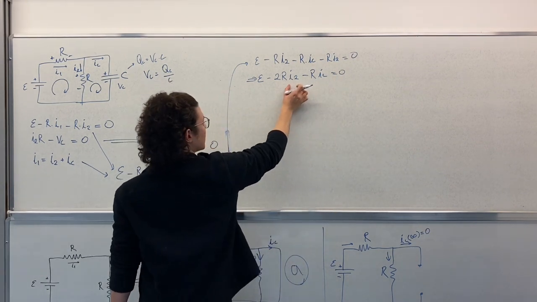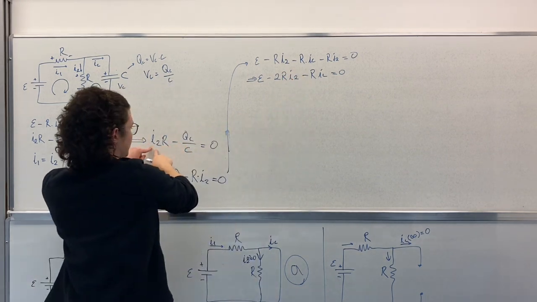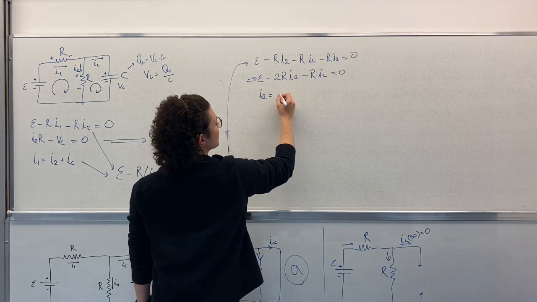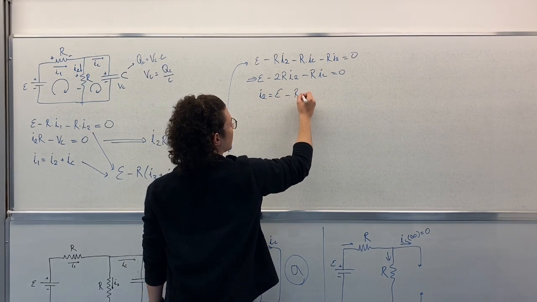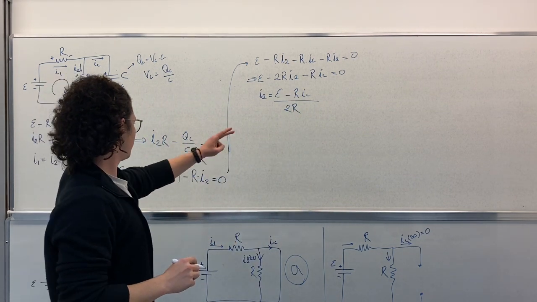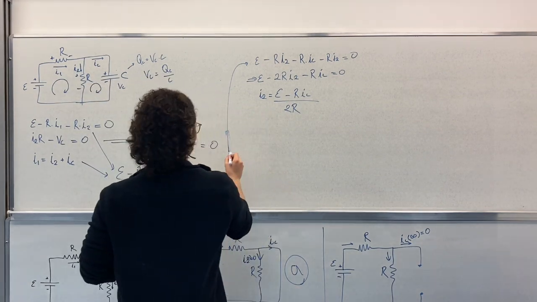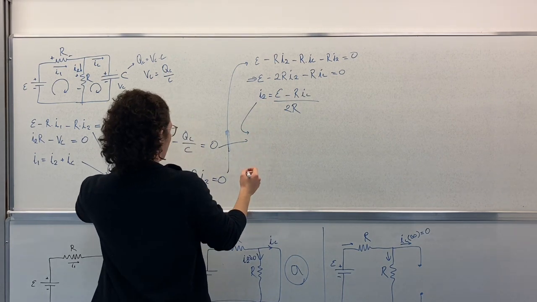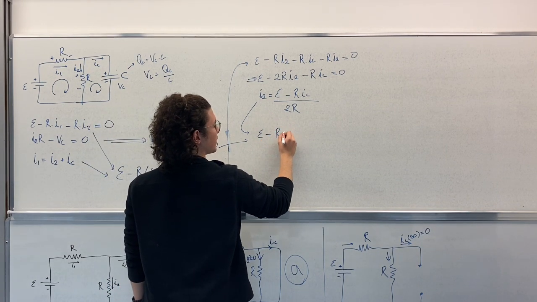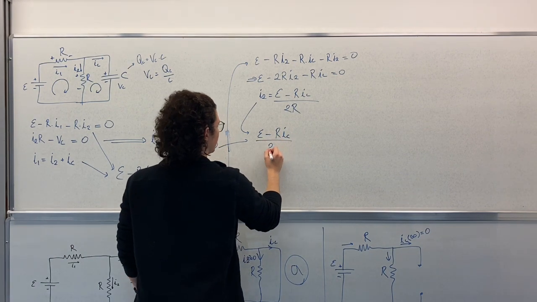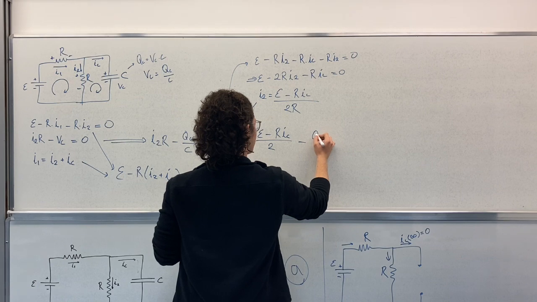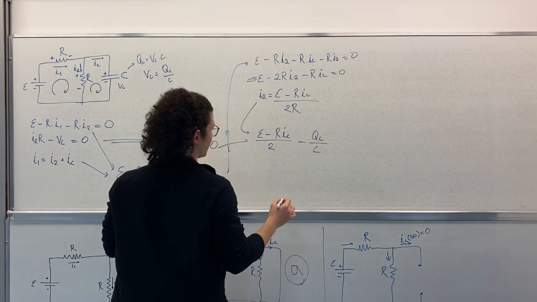So we will try to take this I2 and substitute here. So we have I2 equal to epsilon minus R IC over 2R. If we put this value here, let's write it like this: I2R, so epsilon minus R IC, divided by 2, minus QC over C is equal to 0.